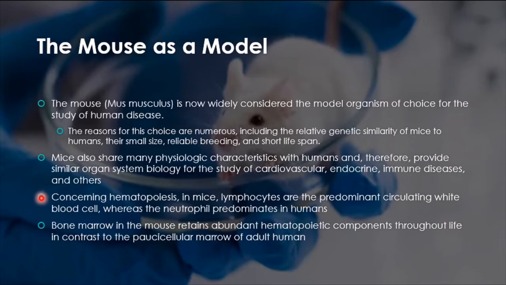Concerning hemopoiesis in mice, lymphocytes are the predominant circulating white blood cell, whereas the neutrophil predominates in humans. Bone marrow in the mouse retains abundant hemopoietic components throughout life, in contrast to the polycellular marrow of the adult human.